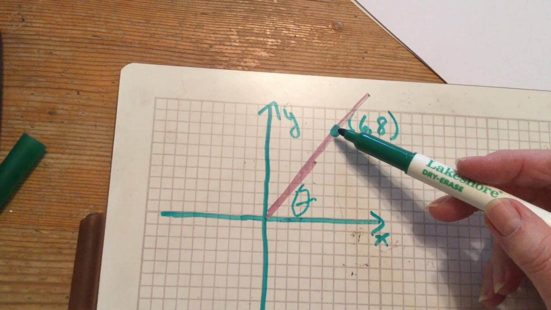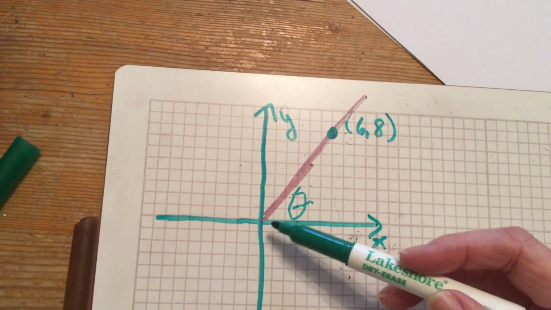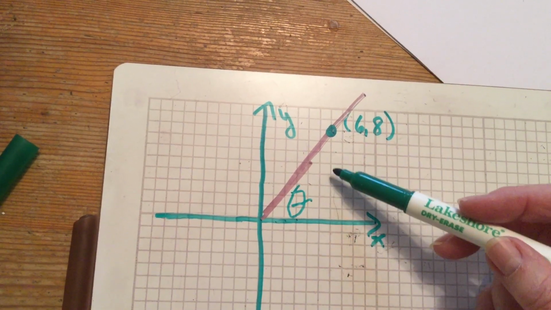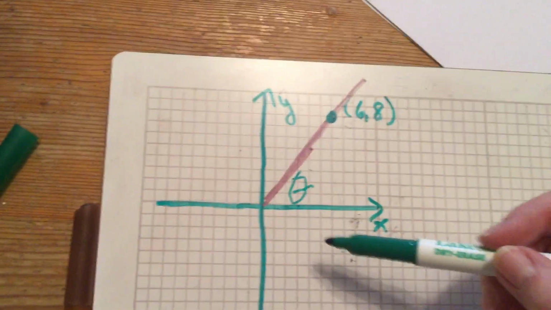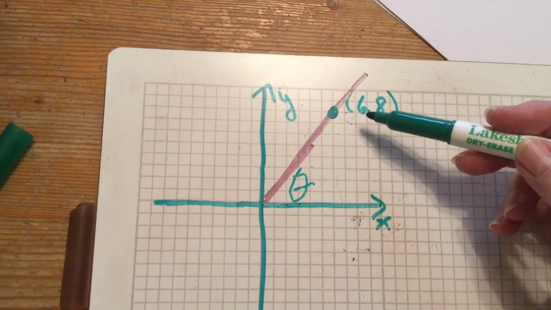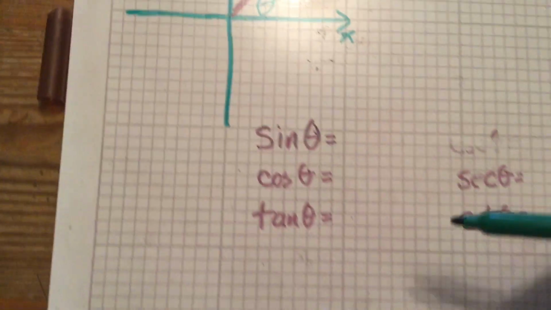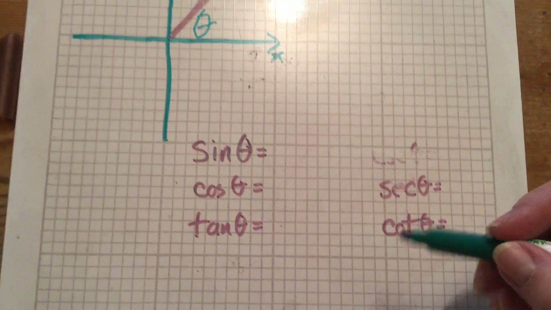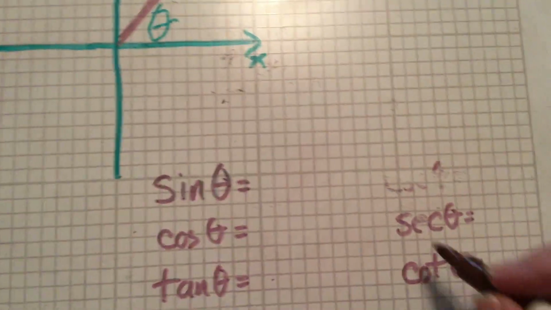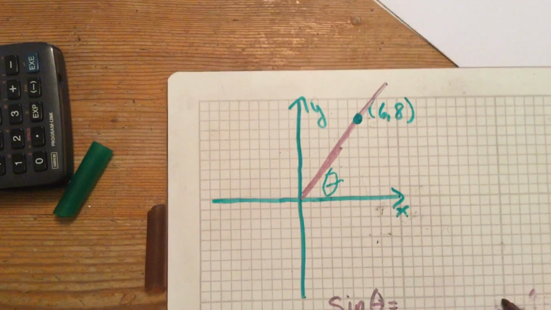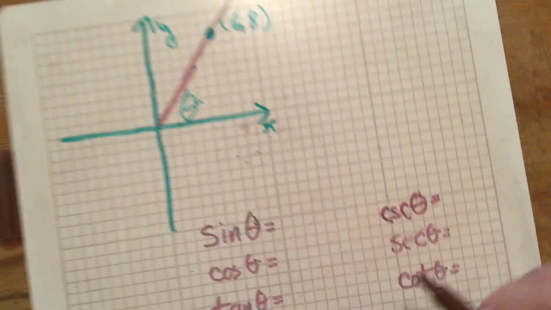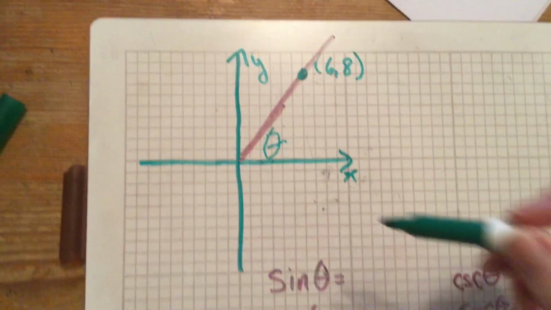Now one of the points on the terminal side is the point (6, 8). 1, 2, 3, 4, 5, 6. 1, 2, 3, 4, 5, 6, 7, 8. So the terminal side of this angle in standard position passes through the point (6, 8). And I'd like to know, what are all the 6 trig functions? Obviously I touched that and rubbed that out. This is supposed to be cosecant theta.